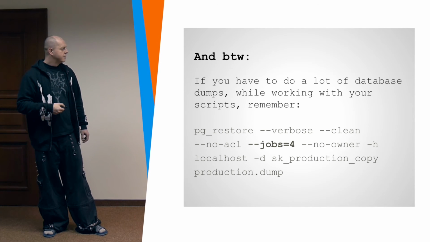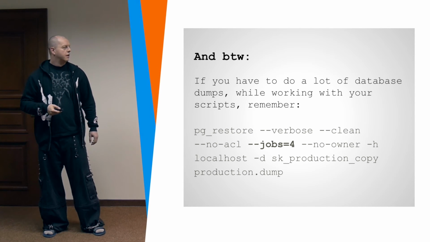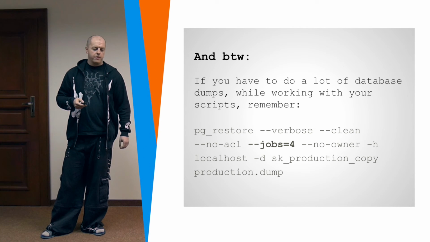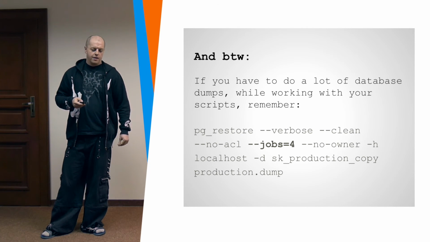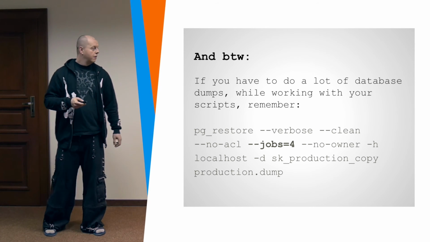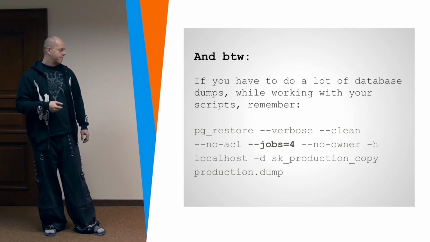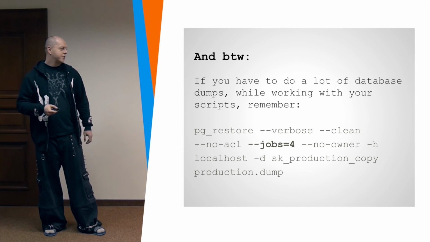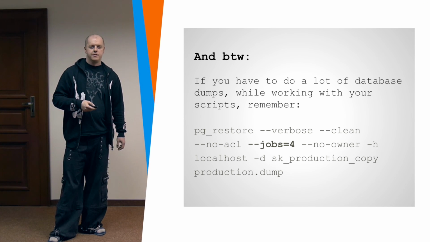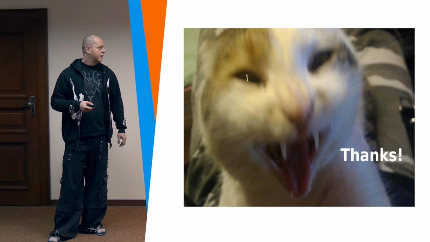When you pass that flag to the PG restore script, you can actually make use of your CPU, which usually has either multiple cores or threads. So for our development machines, it's good to start with 4. I guess some of you may even try 8. And obligatory cat picture. Thanks.